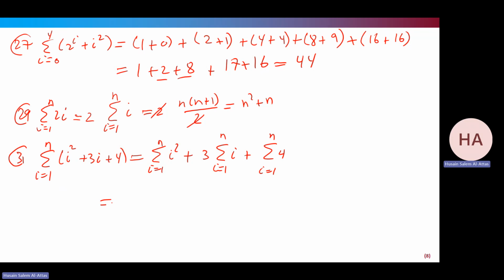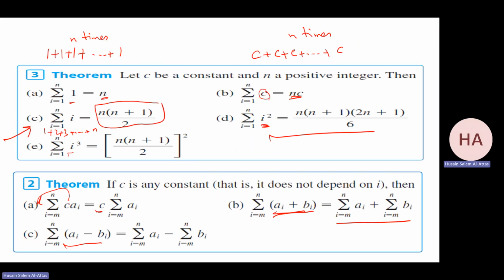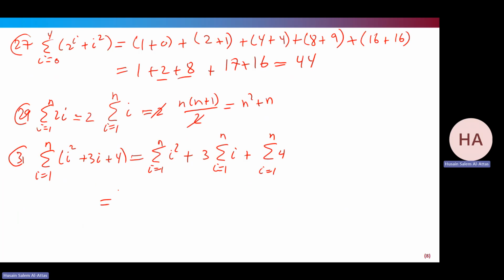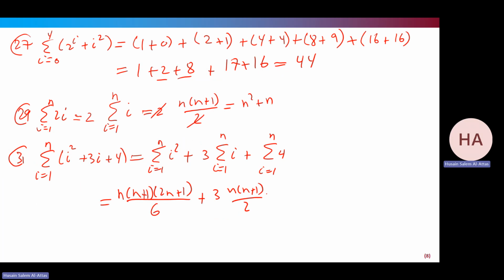Okay. I squared, I have this formula. Let me just rewrite it: n times n plus 1 times 2n plus 1 over 6. I have this formula for i, n times n plus 1 over 2. Summation of 4, with summation of c, there is no i, so it will be n times c. So I have plus 4n.